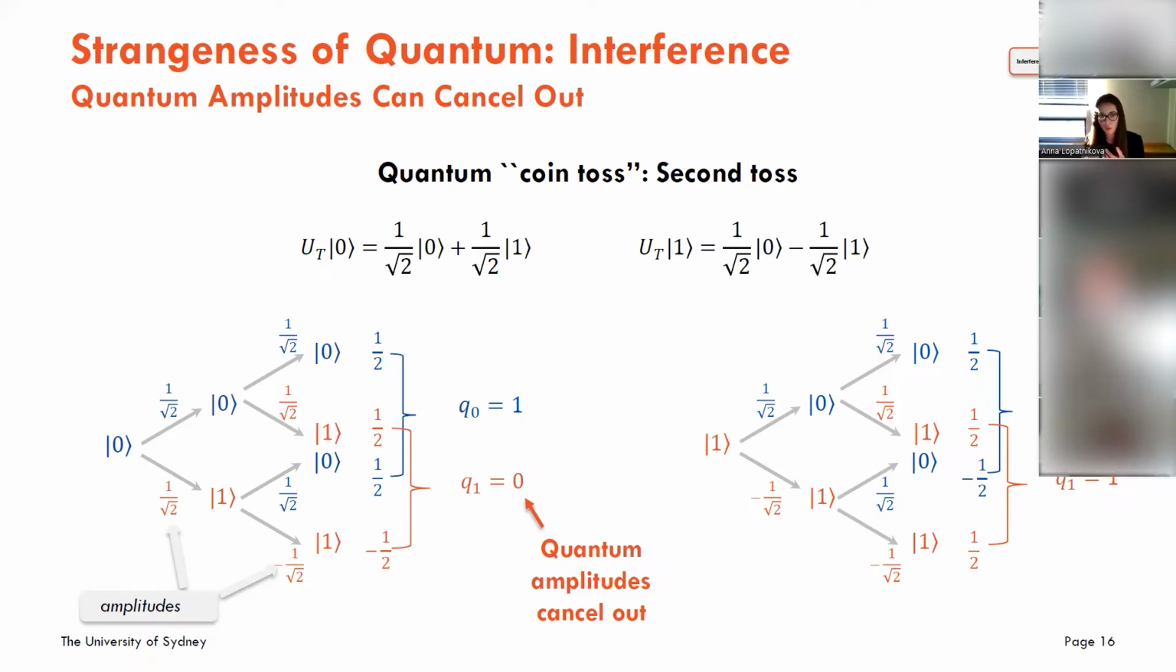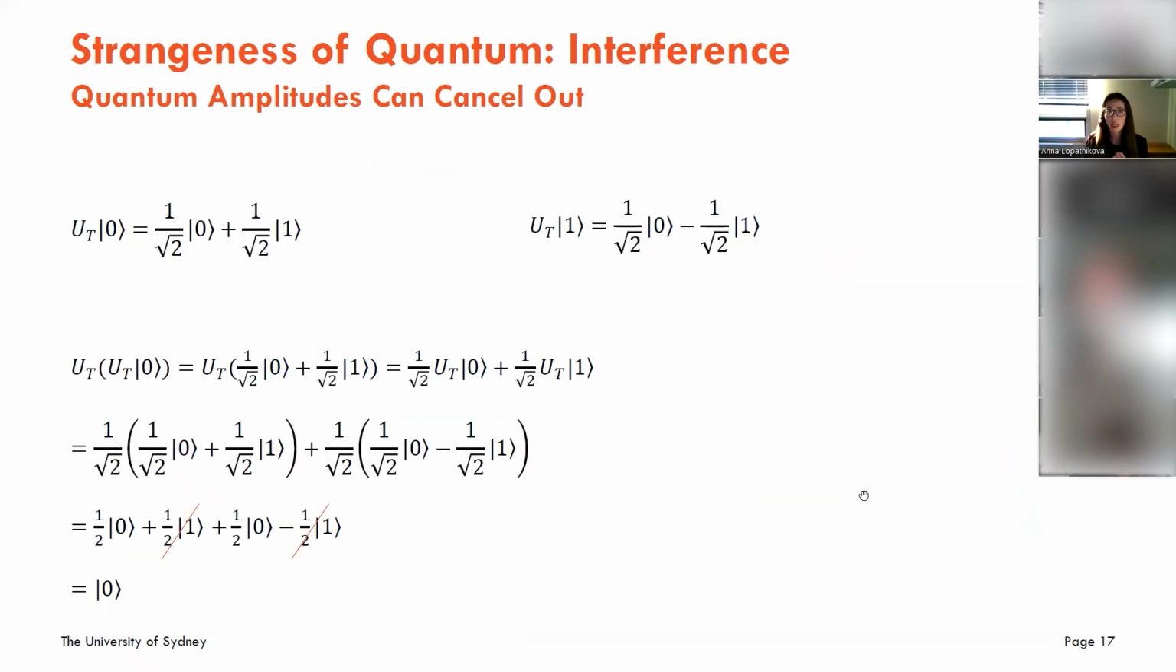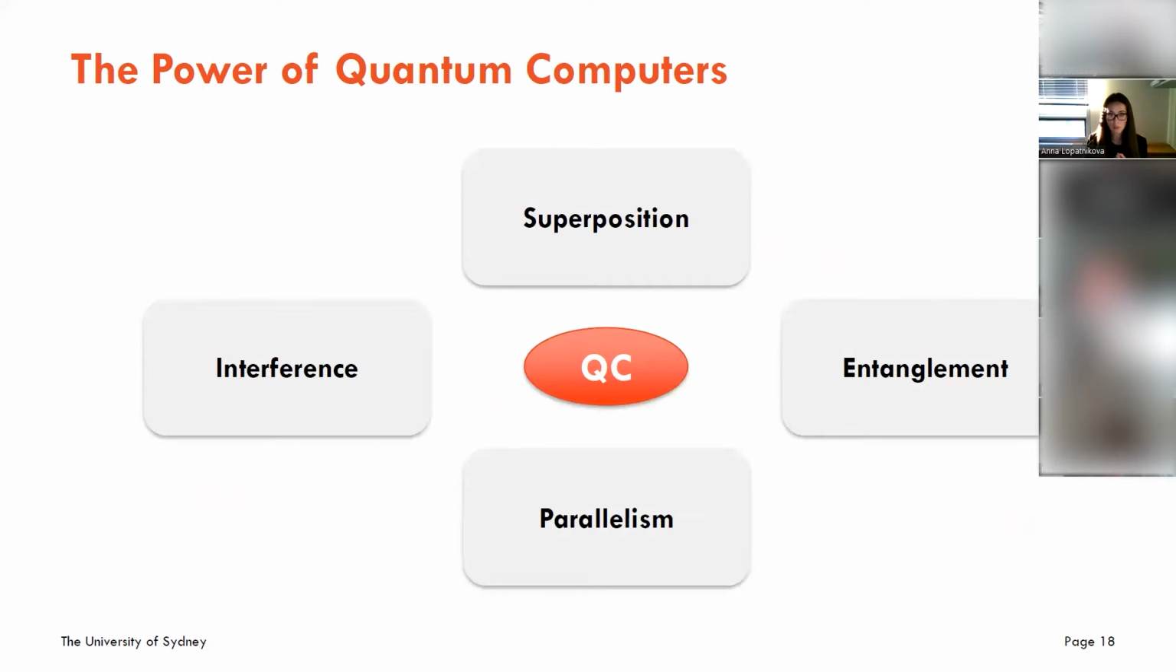We can't get this kind of behavior from classical probability theory, but this is what quantum theory does. And that's also very important. This interference property is important in the power of quantum computers. So this is where the power of quantum computers comes from: superposition, entanglement, parallelism, and interference.